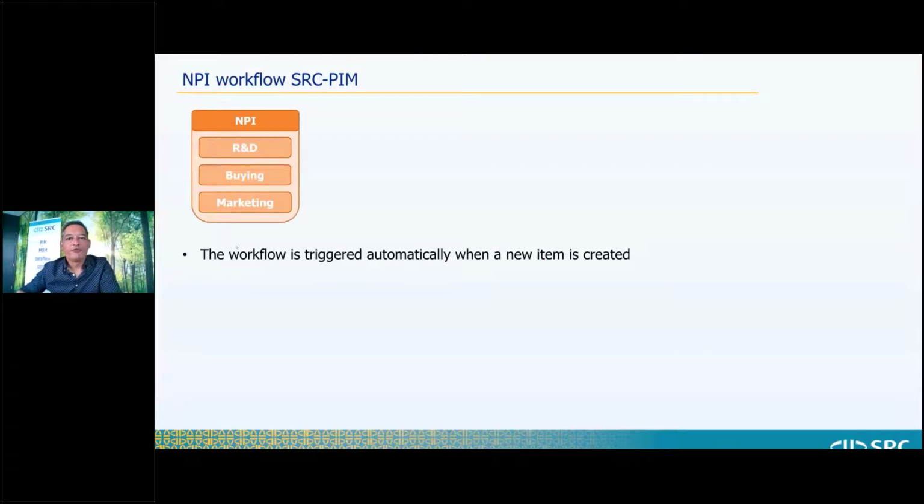The NPI workflow within SRC PIM is set up within a certain kind of work area. So we have an NPI workflow, and in this example, I've divided this into three teams: R&D, buying, and marketing. The workflow is automatically triggered when a new item is created. Each team has its own work area and can only customize or edit its own fields.